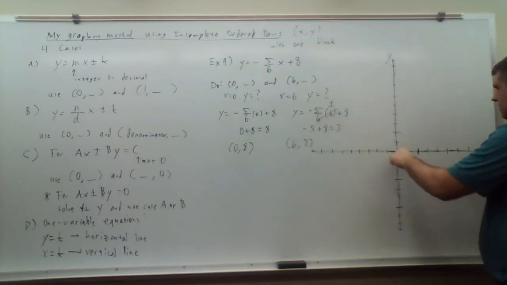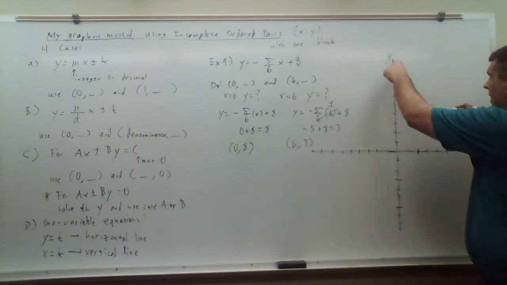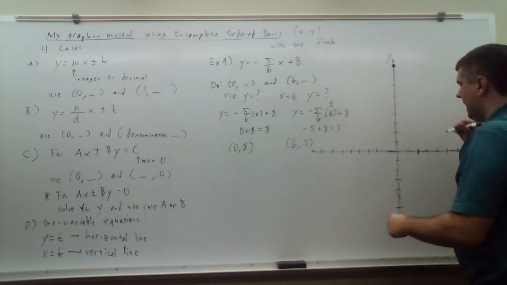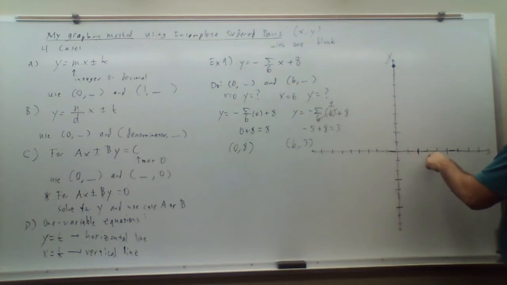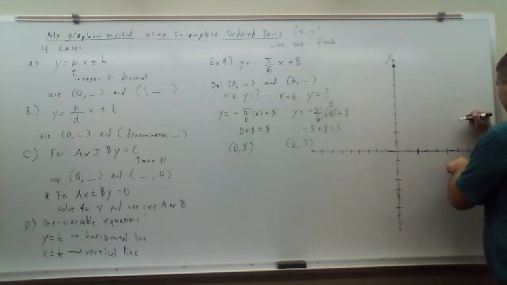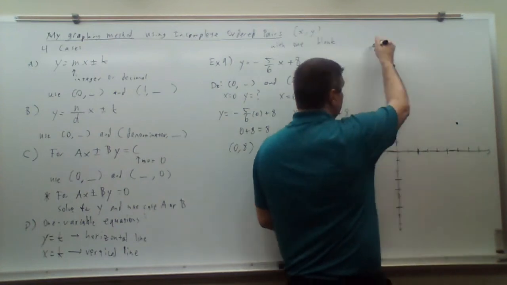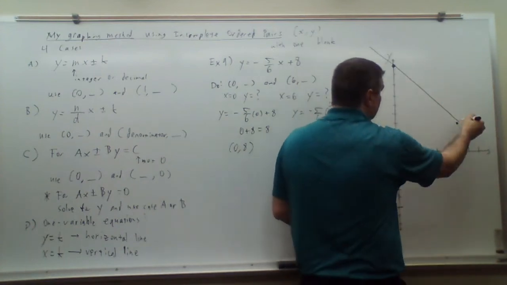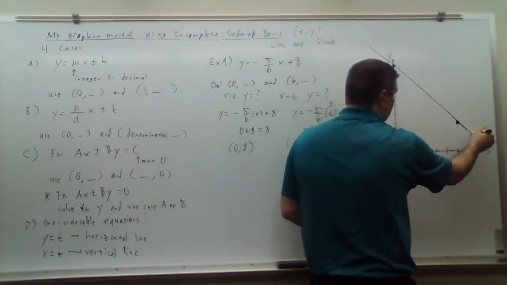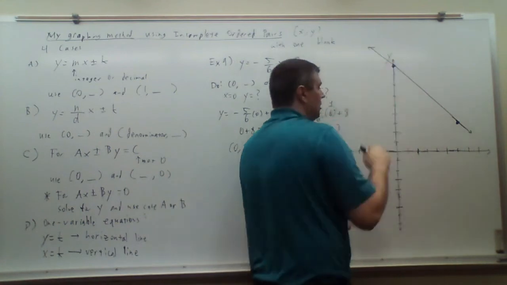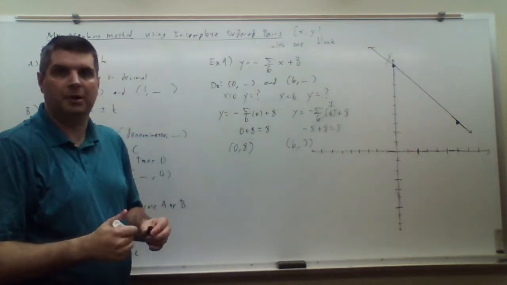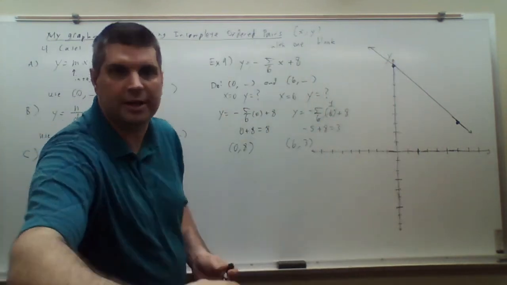So 0, 8. Left, right, nothing, up 8. And then 6, 3. 1, 2, 3, 4, 5, 6. And then up, down is 3. And then I put the line through. All right. I'm going to pause here and set up another example.